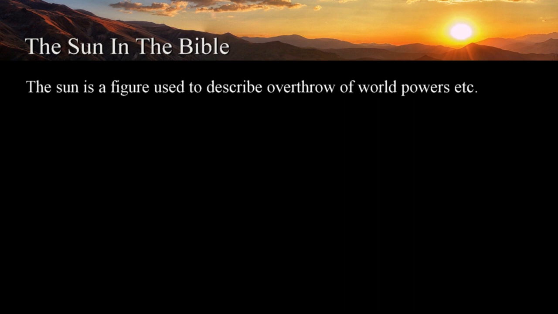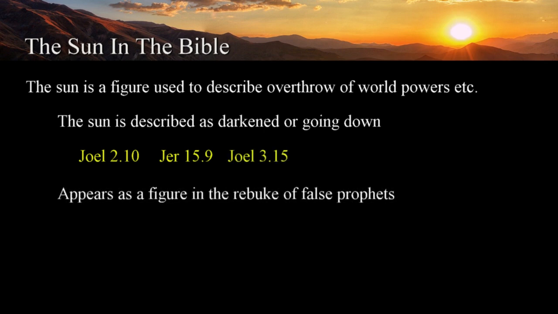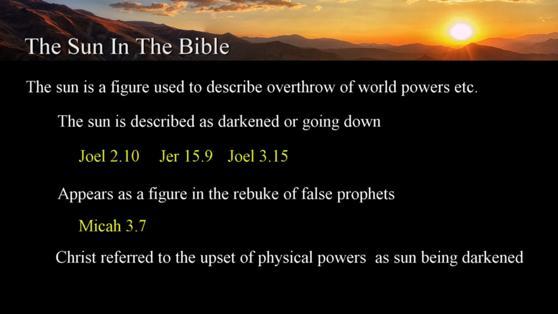In the writings of the prophets, the sun is described as darkened or going down, referring to the work of God that overshadows the power of the world, Joel 2:10 and Jeremiah 15:9 and Joel 3:15. False prophets are rebuked in the writing of Micah, who states that the sun shall go down over the prophets because of their error, for which they would receive no vision or answer from the Lord in Micah 3:7. Speaking of the tribulation to come on the nation of Judah, Christ stated that the sun would be darkened, referring to the upset of physical powers in Matthew 24:29.